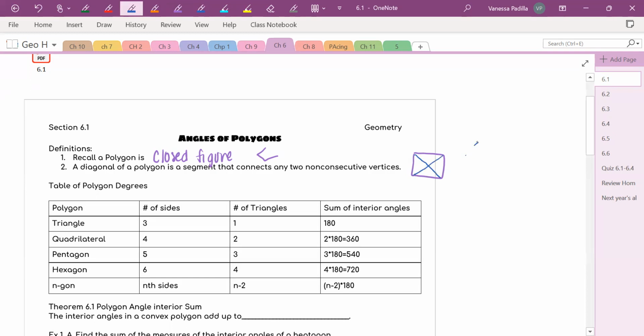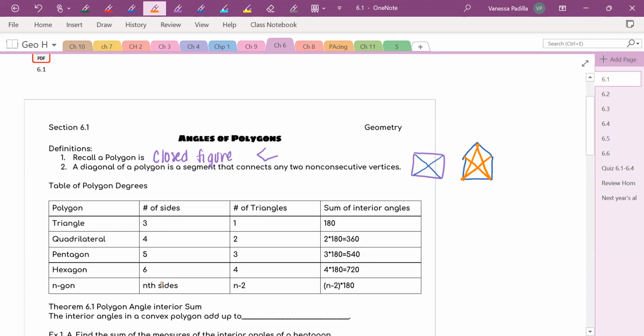But if we have something like a pentagon, then it has more diagonals. So this one, this one, this one, and that one. So the table of polygons, this is below, we have the triangle, the quadrilateral, the pentagon, and the hexagon. And then after that, we just call it an n-gon. And as follows, triangle has 3 sides, quadrilateral has 4 sides, pentagon has 5 sides, hexagon has 6 sides.